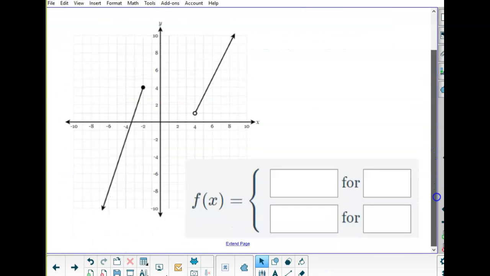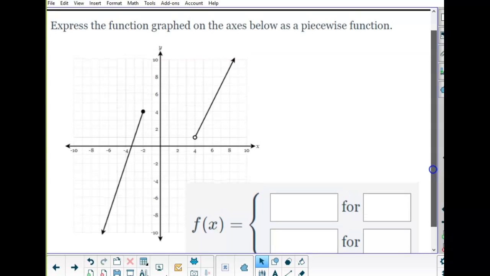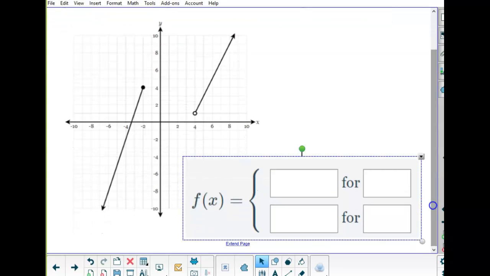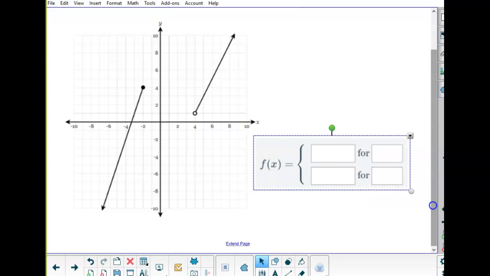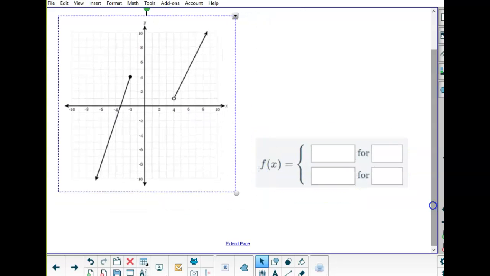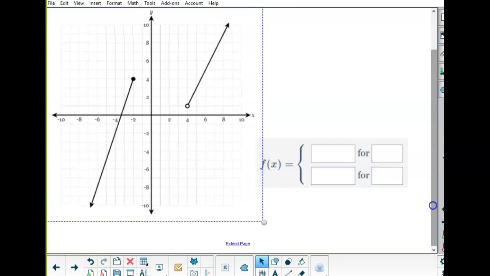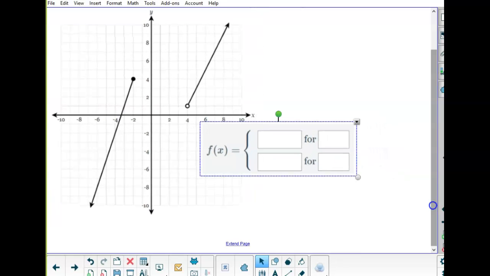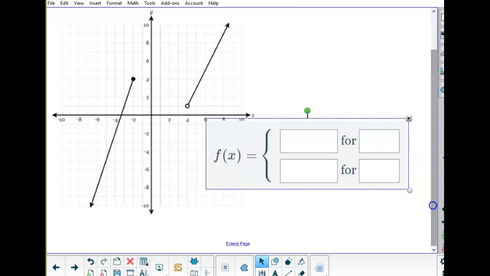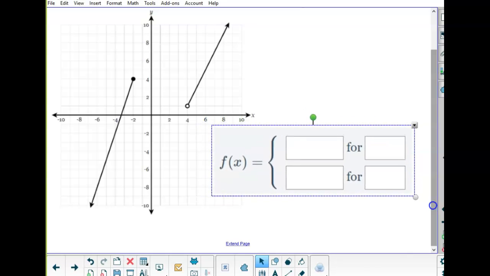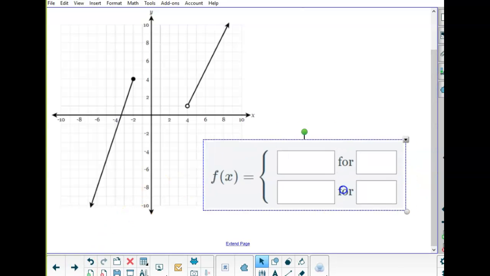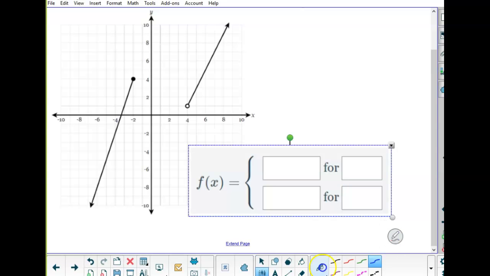Okay, now I would like you guys to take this graph and write the piecewise equation for it. And try to get this. So here's the graph. And I shouldn't even have given you guys this, because we should know there's 2 pieces to the graph. So let's give that a shot, and then we'll go over it in just a second. So what I like to do first is deal with the domain.